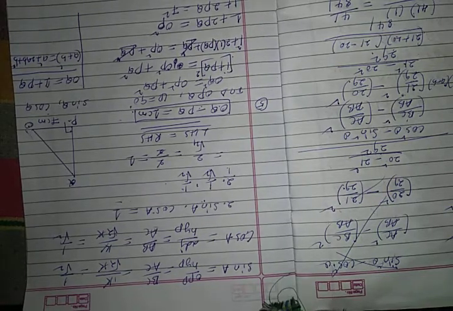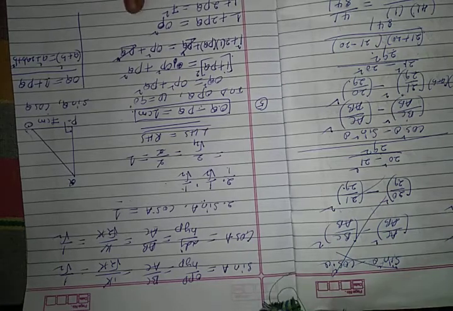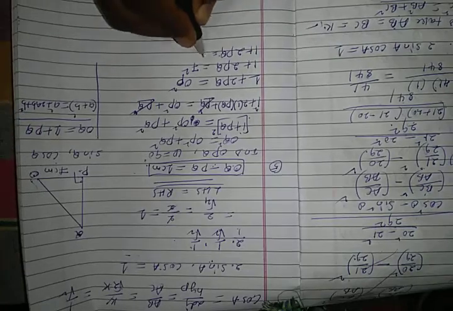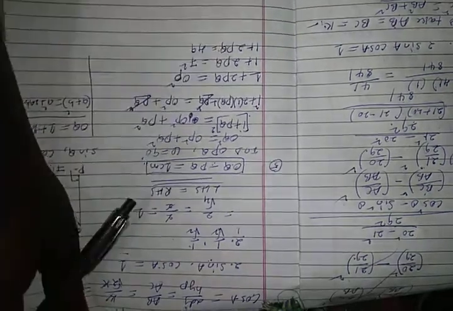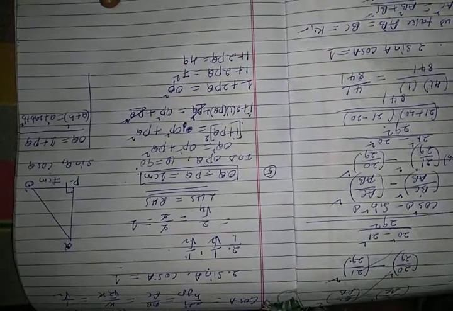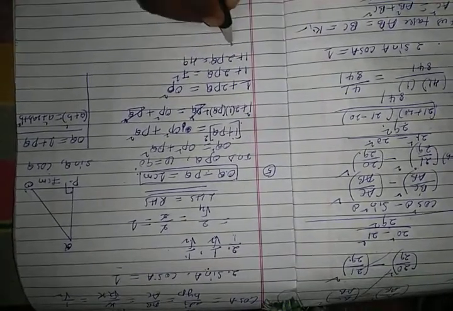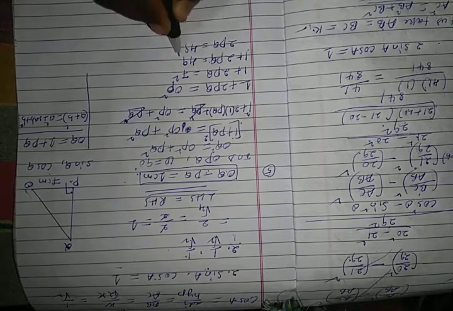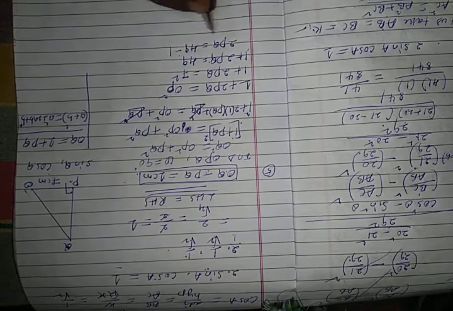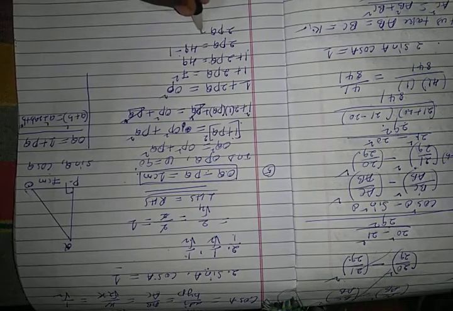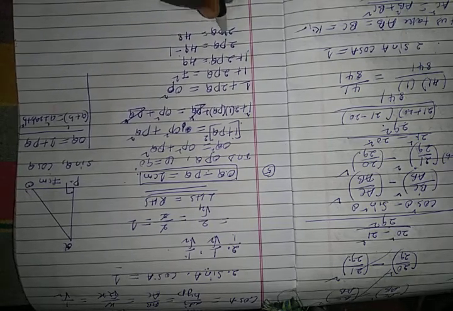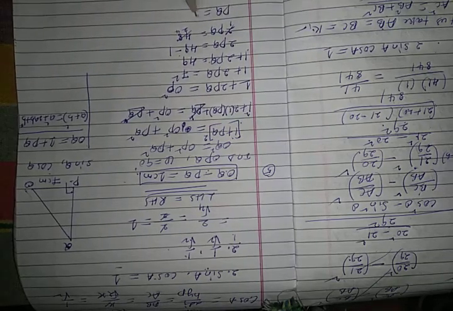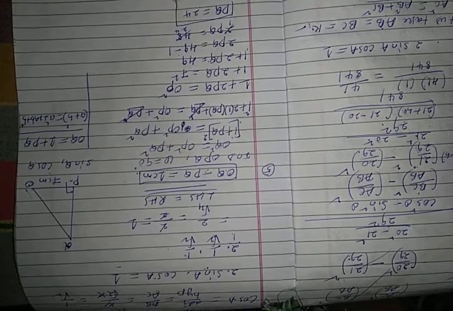Then 1 plus 2PQ is equal to 7 square is 49. 7 into 7 is 49. Then 2PQ is equal to 49, and plus 1 goes to right side is minus 1. Then 2PQ is equal to 48. Then PQ is equal to 24. The value of PQ is 24.